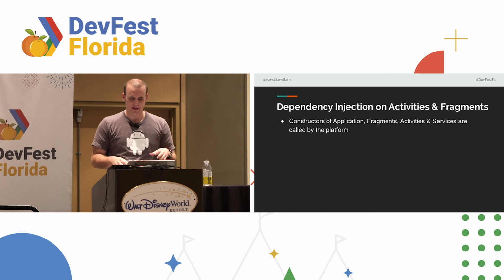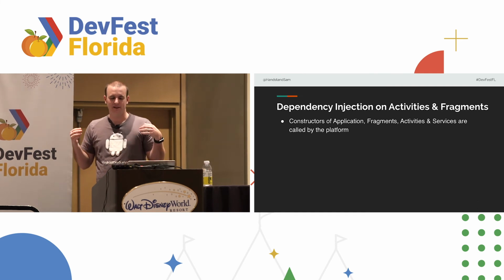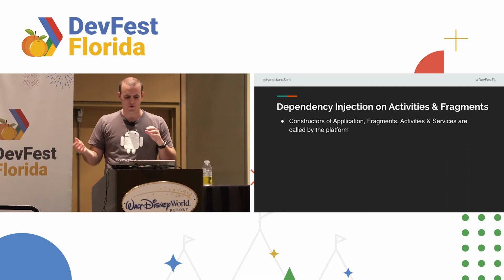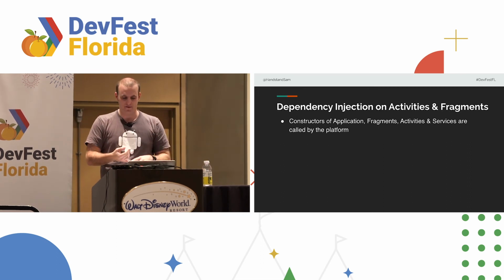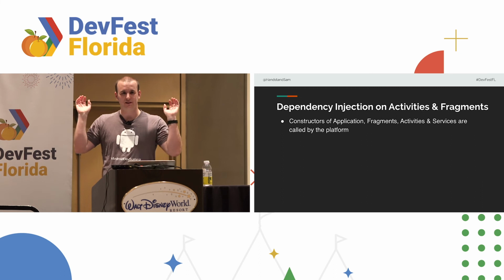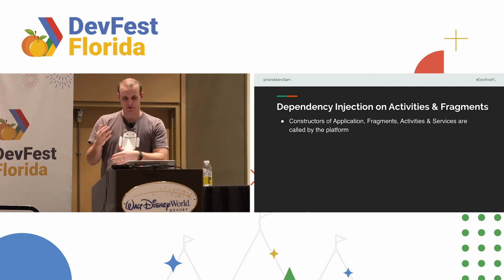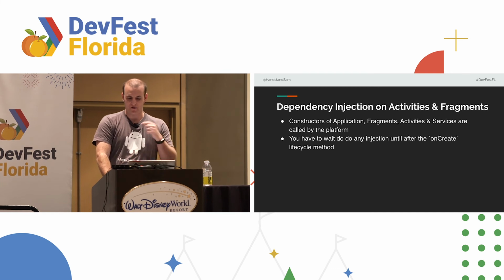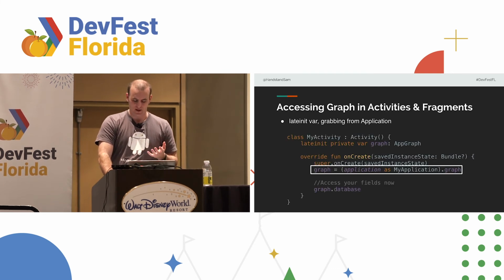Dependency injection on fragments and activities is why all of this is really hard. It's because of the Android platform and how it creates instances of activities, fragments, applications, and services for us. We can't just say new. Constructor injection, as you saw, is the super easiest way to just pass everything in. So you have to do some hacks to make sure you do it at the right point in time. You have to wait until after the onCreate, but after that, you're pretty good to go.